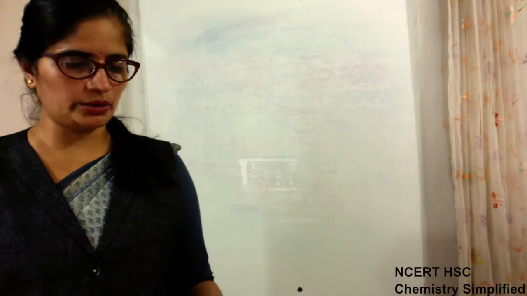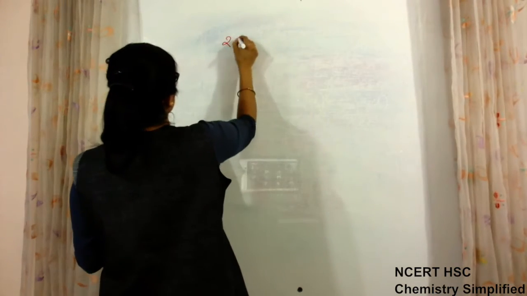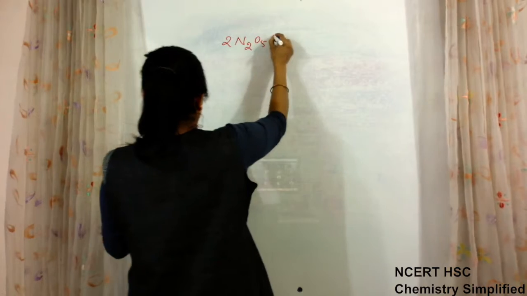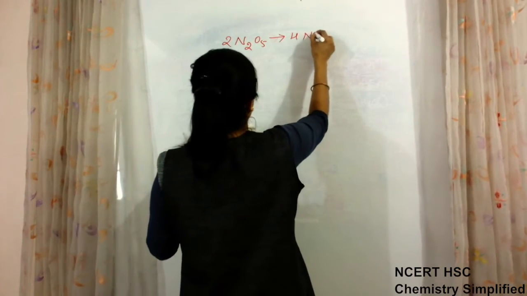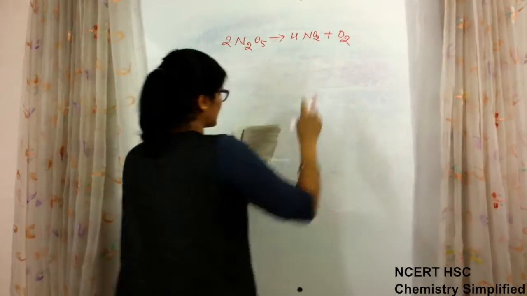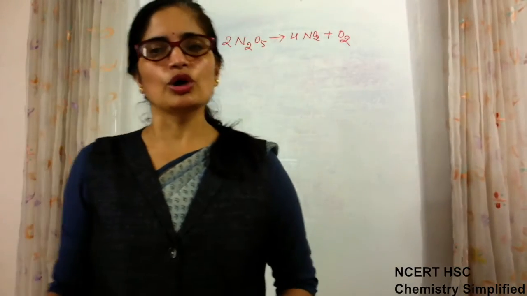Now there is a question which is given. The decomposition of N2O5 in CCl4 at 318 K has been studied by monitoring the concentration of N2O5 in solution. The main thing in the question is you have to see the reaction of decomposition of N2O5. So the reaction given is 2N2O5 gives 4NO2 plus O2. This is the reaction of decomposition of N2O5.